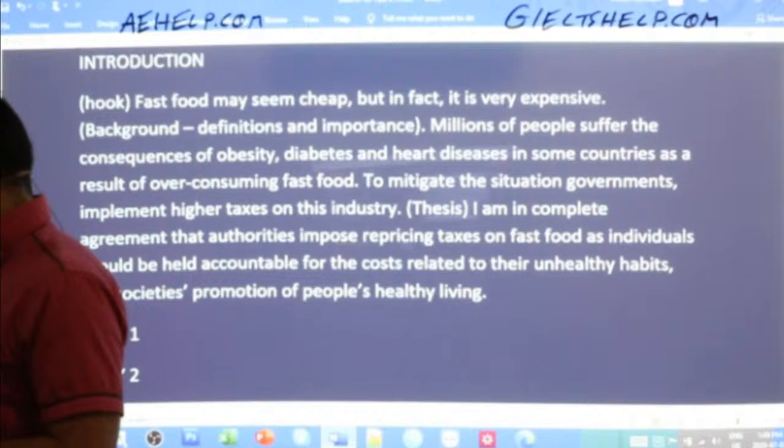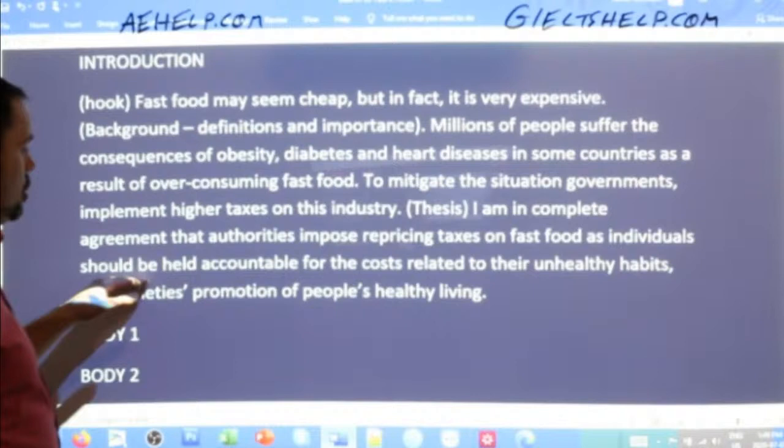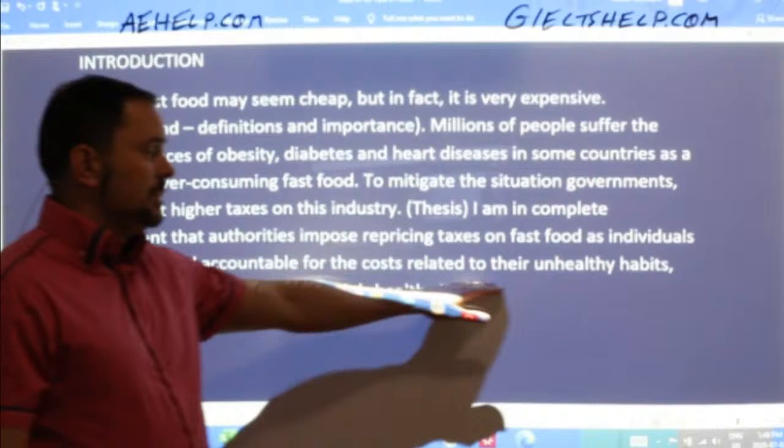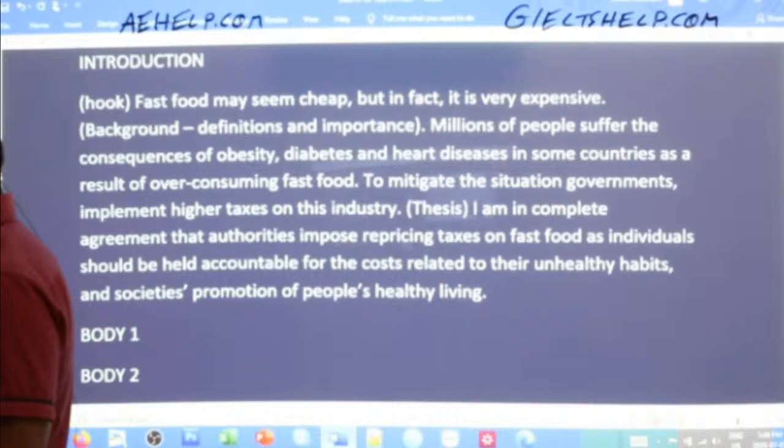So body paragraph one clearly has to be for point number one. Point number one is individuals should be held accountable for the costs related to their unhealthy habits. So that is the topic of body paragraph one. So give me a definition of this, okay?